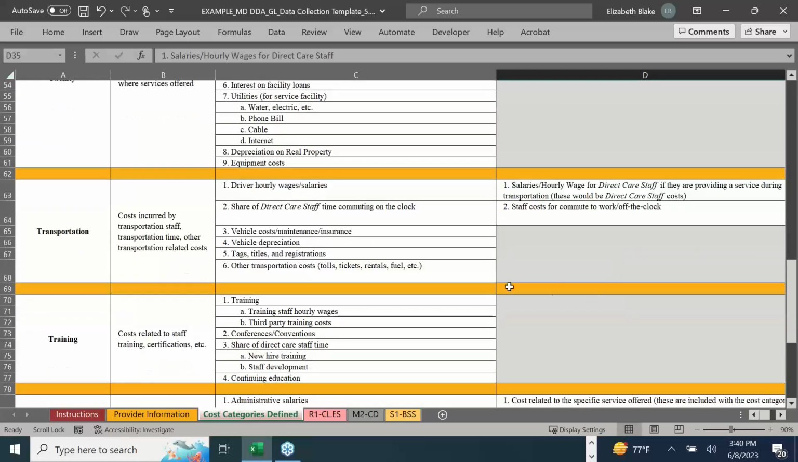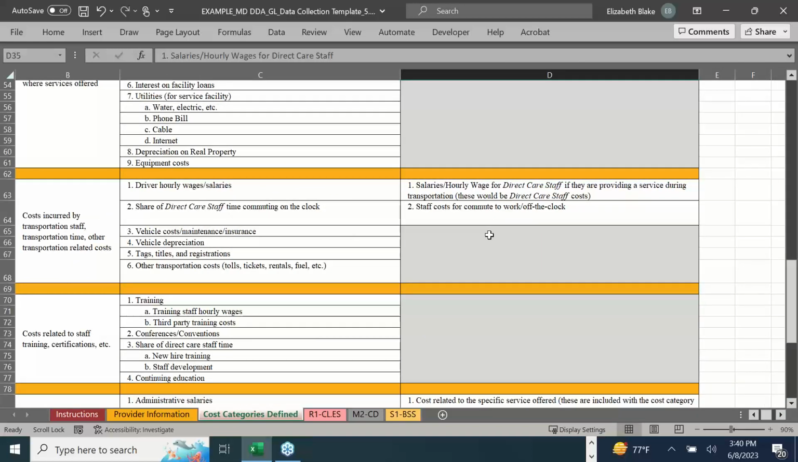So for transportation, we have everything. We've kind of been over what needs to be included, but things to exclude here to make sure that you don't confuse with it. No salaries or hourly wage for direct care staff. If they are providing a service during transportation, these would be considered just direct care staff costs. And then we also want to exclude the staff costs for a commute to work or off the clock time.